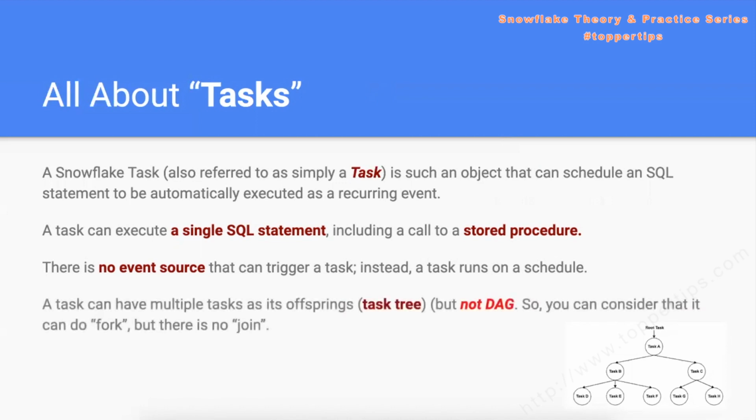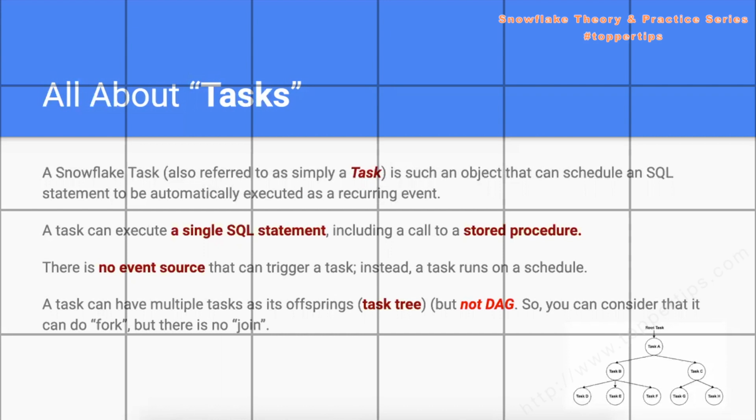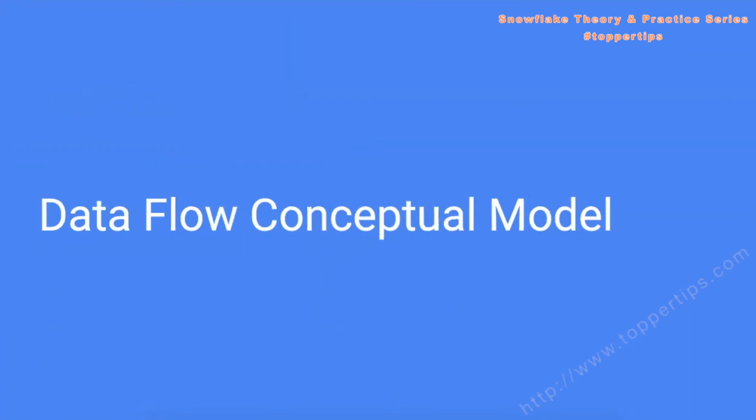A task can have multiple tasks as its offspring, which we call a task tree. However, it is a little different from a DAG. It is not exactly a DAG. In a DAG, you can fork and join, but in a task tree, you can fork, but you cannot join. You can refer to the picture. So this is a brief theory about what a stream is and what a task is.